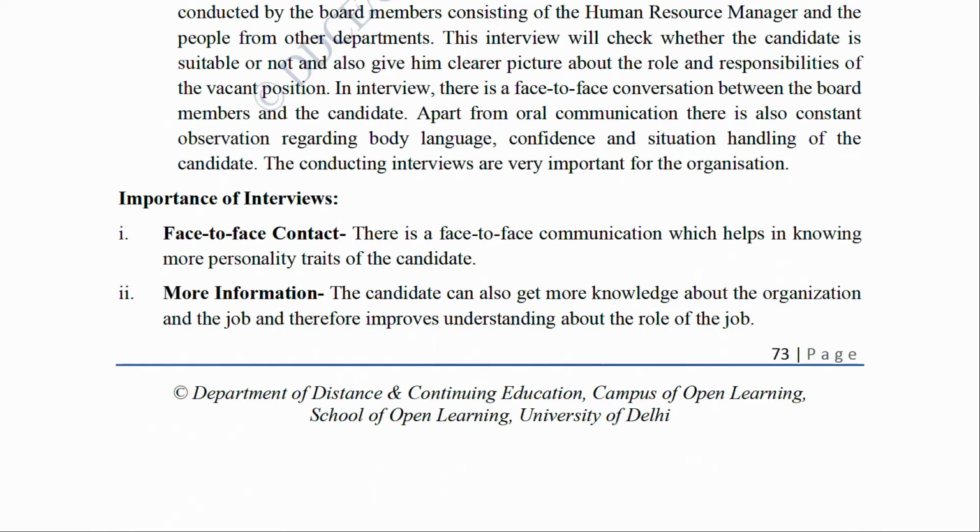Importance of interviews. Number 1, face-to-face contact. There is a face-to-face communication which helps in knowing more personality traits of the candidate. Second, more information. The candidate can also get more knowledge about the organization and the job and therefore improves understanding about the role of the job.